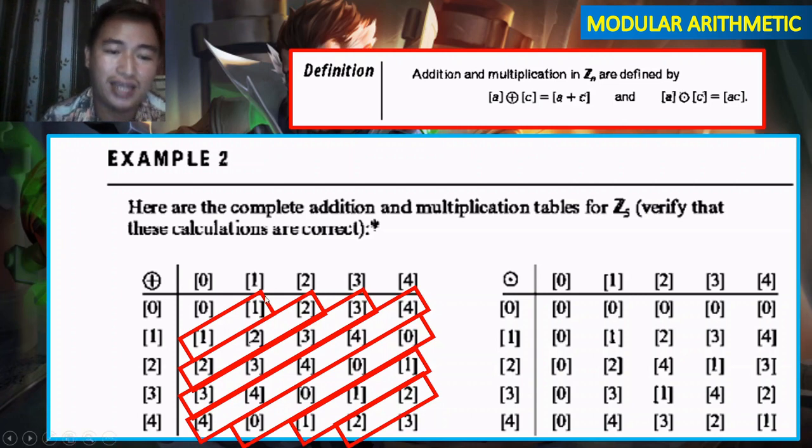As you can see here, what we observe is that in each row, no number repeats: 1, 2, 3, 4, 0, then 3, 4, 0, 1, 2, then 4, 0, 1, 2, 3. And if you look at each column too, no number repeats in the column.